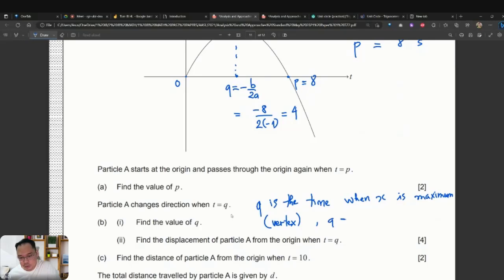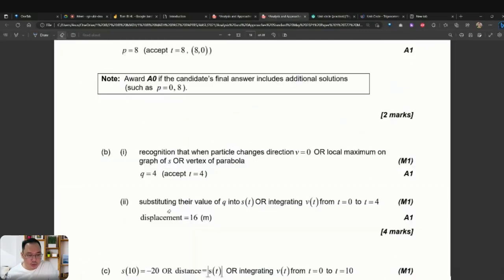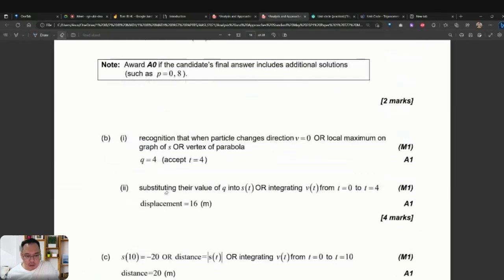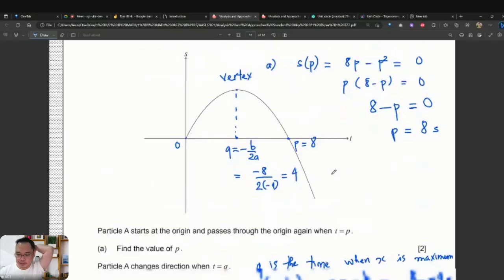So q equals p over 2, the symmetrical thing, or minus b over 2a, equals minus 8 over 2 times minus 1, equals 4 seconds. 2 marks. Solution b: substituting the value q into that. Recognizing the particle changes direction, v equals 0, local maximum, minimum, vertex, parabola. Okay, vertex accepted.